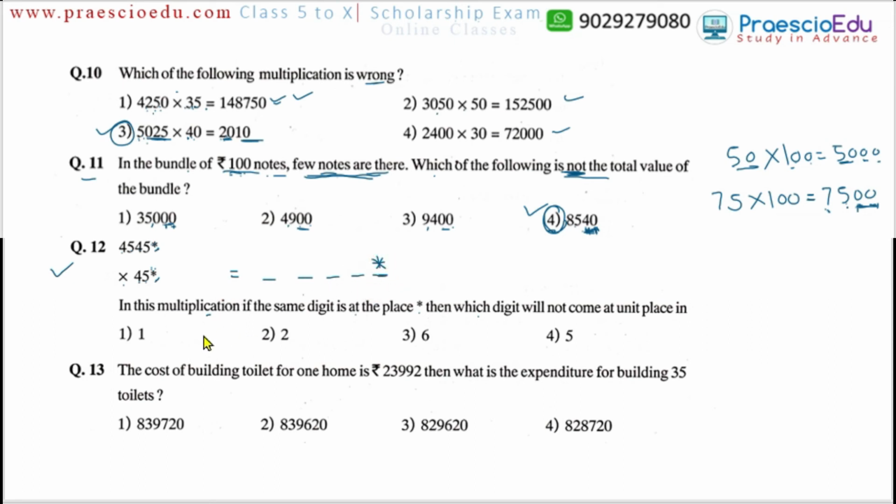Now from the options we have to choose the digit which will not come at the unit place, means this star. Which digit should not become? Now 1 multiplied by 1 is 1, means in option number 1 this can be. Okay, this can be. Now for option number 2, if we put 2 here, 2 will of course be at the star, and at the product also 2 has to be maintained.